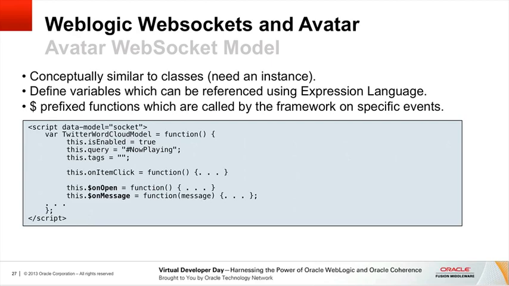One of the models supported by Avatar out of the box is the WebSocket model. Conceptually similar to classes where you need an instance, a model defines variables which can be referenced by an expression language as described on the earlier slide, and $prefixed functions which are called by the framework for specified events, for example, leading with the WebSocket interface on open, on message, and on close.